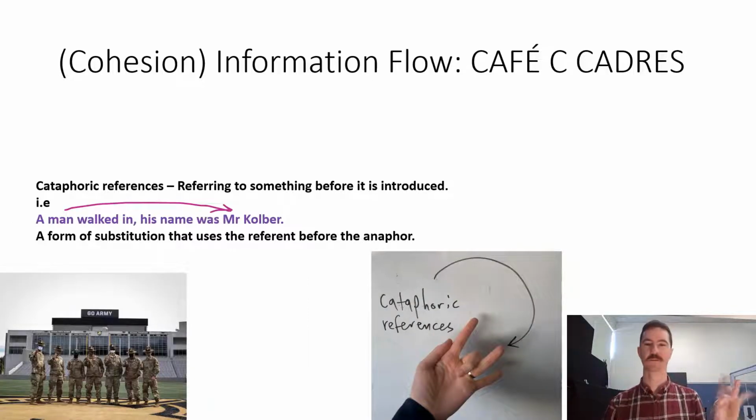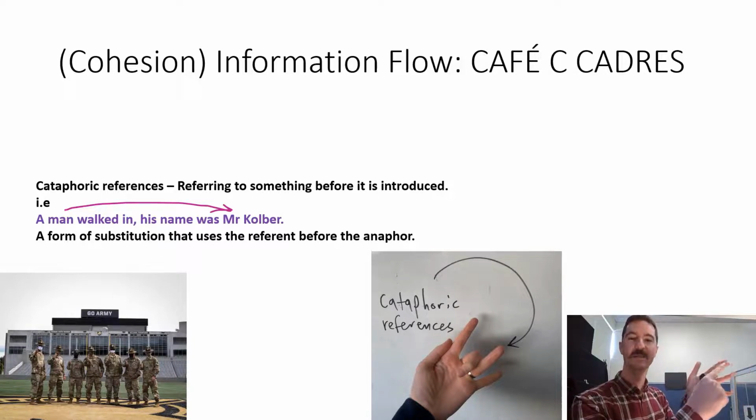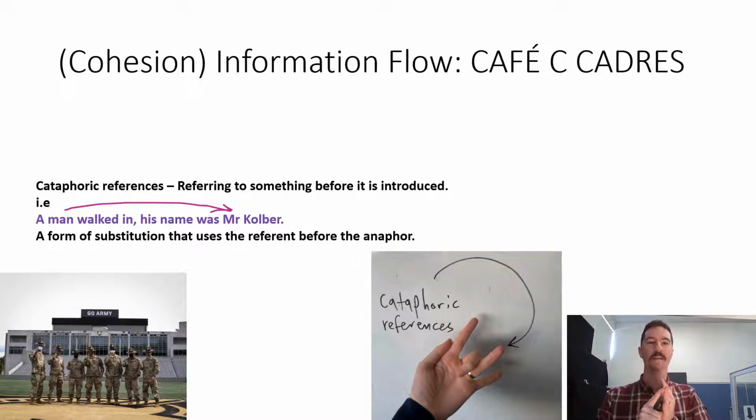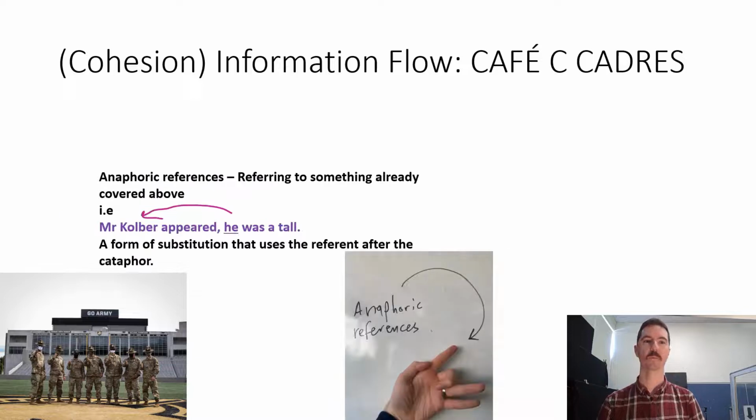Then, cataphoric references. So you picture A, B, C, and D. B, there's no referencing for, so we use that for substitution. But cataphoric is our third finger, and cataphoric is basically, as it says there, man walked in, his name was Mr. Colber. So we've got the referent first and then the proper noun after to make it simple.